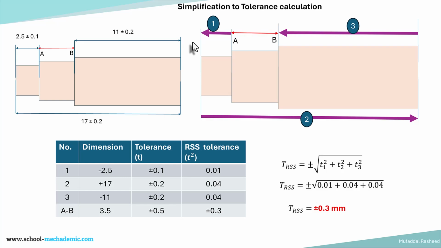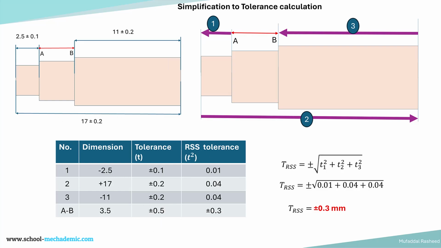It is important to know that RSS is derived from the concept of normal distribution and standard deviation, but a simplification would be to use a term called RSS tolerance, T_RSS as shown over here, which is nothing but plus or minus the root of T1 squared plus T2 squared plus T3 squared, the root sum squared method. When we do this, we get T_RSS, which is plus or minus 0.3 mm, which is not as strict or as worst case as 0.5 mm.